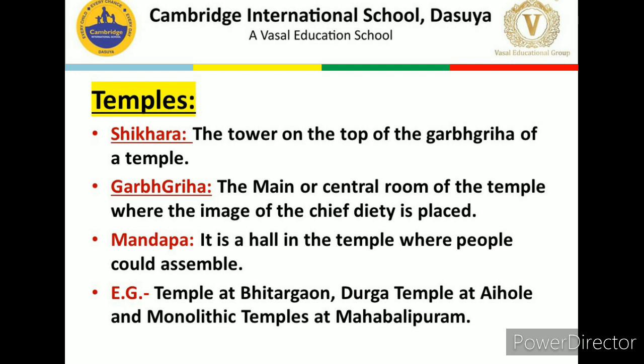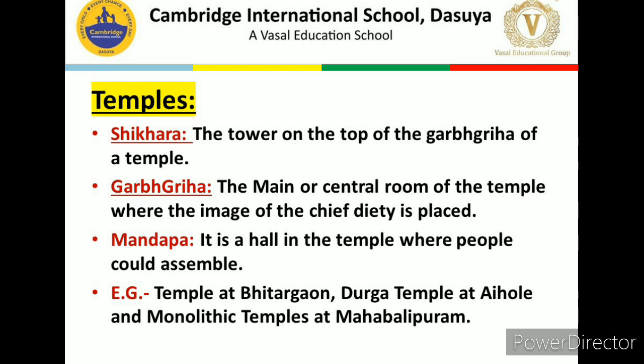Mono means one, lithic means stone. So the temples which are made up of only one single stone or big rock are known as monolithic temples, and they have been found at Mahabalipuram. These are the finest examples of sculpture.